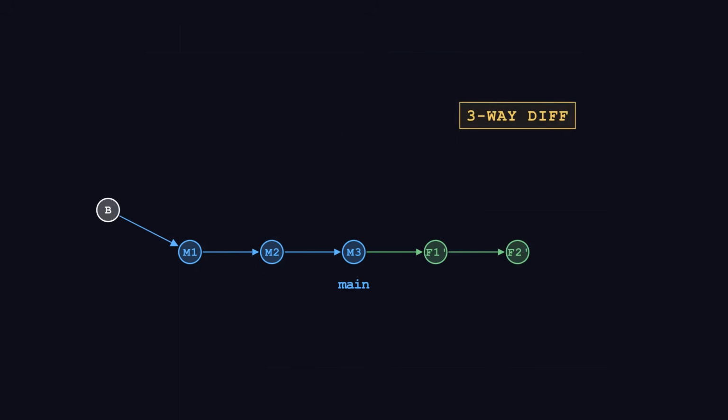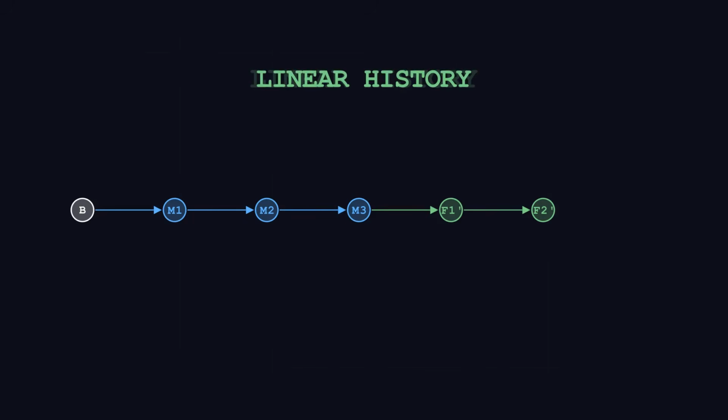Each replay uses the same 3-way diff under the hood, but the base changes every time. It's merge repeated. The result looks like you wrote your code after theirs. A clean, linear history. No diamond, no merge commit, just a straight line.